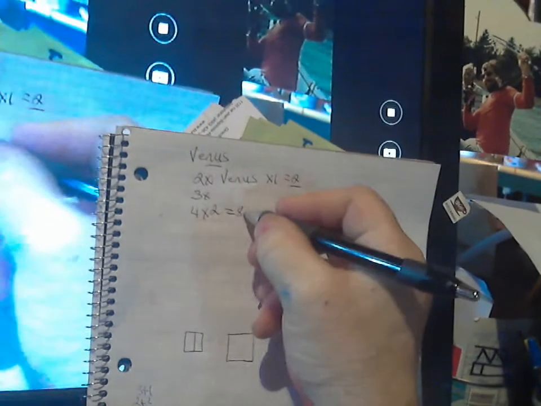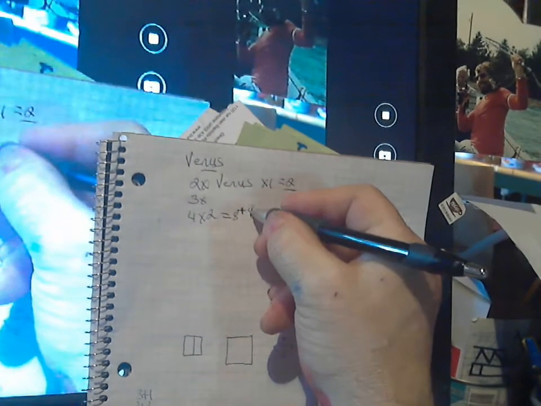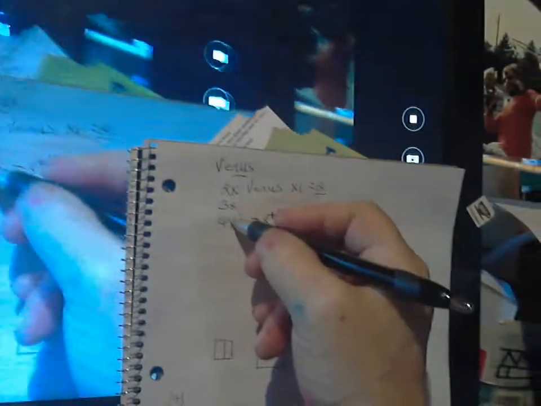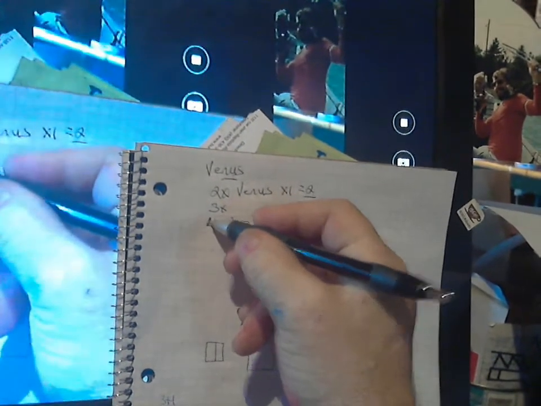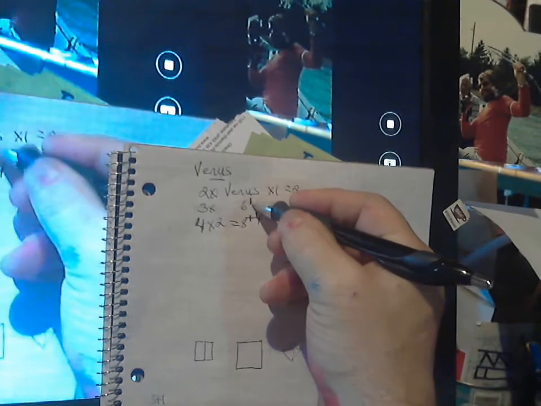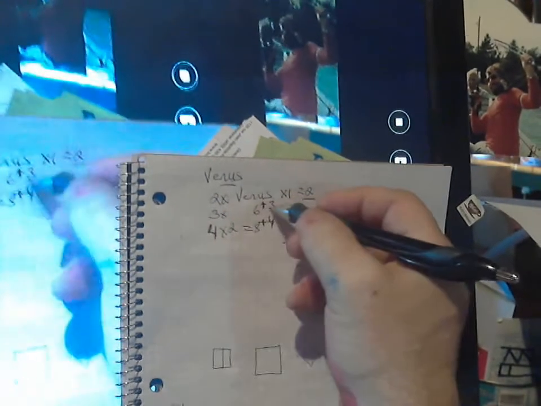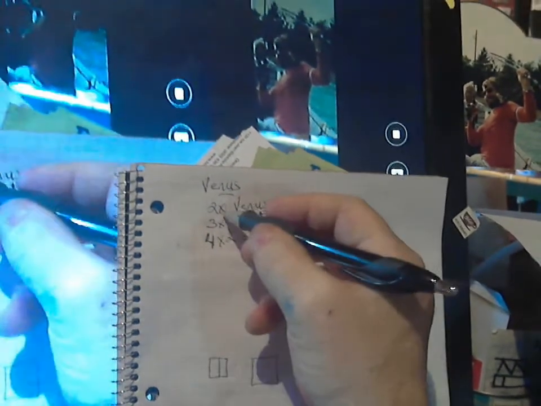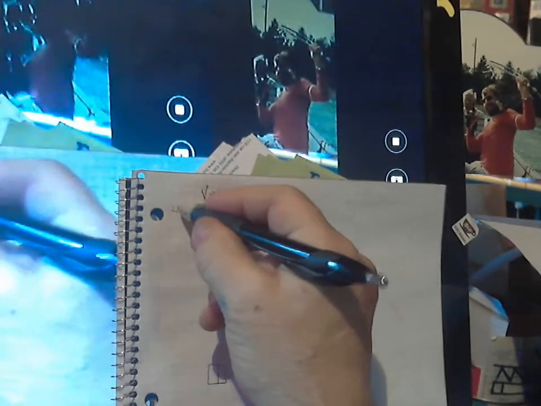4 times 2 is 8, right? Plus 4. Carry the multiplier with you because the multiplier is the worlds that multiplied you. They exist. So it's 8 and 4. This one becomes 6 and 3. 3 times 2 is 6 plus 3 is 9. This becomes 2 times 2 plus 2. This becomes 4 and 2.